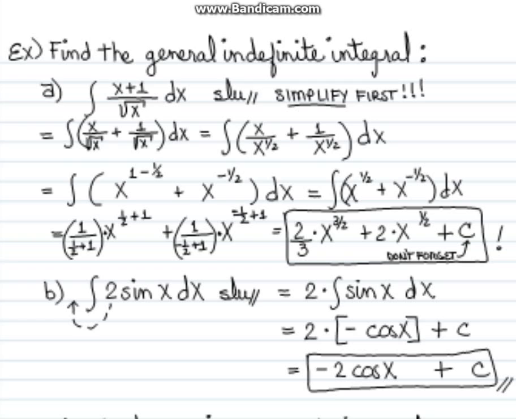Now let's check our answer to make sure that we get the integrand that we started with, 2 times sine x. Take the derivative of the answer. That gives us negative 2 times the derivative of cosine, which is negative sine. The double negative makes that positive 2 times sine, plus the derivative of the constant is 0. So that's exactly what we wanted. We wanted 2 sine x, and that's what the derivative of our answer gave us.